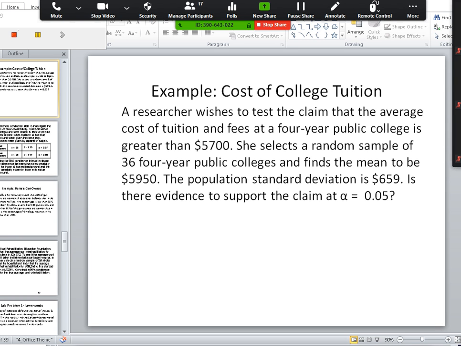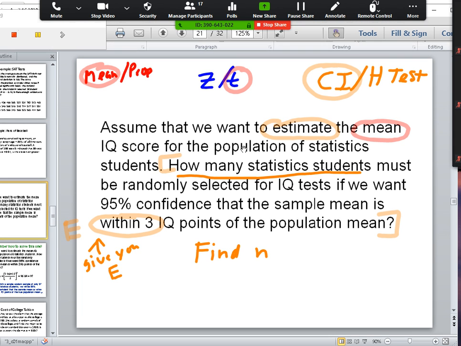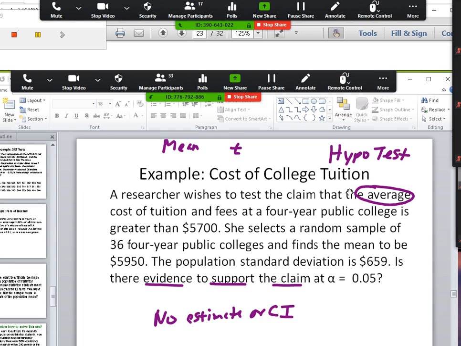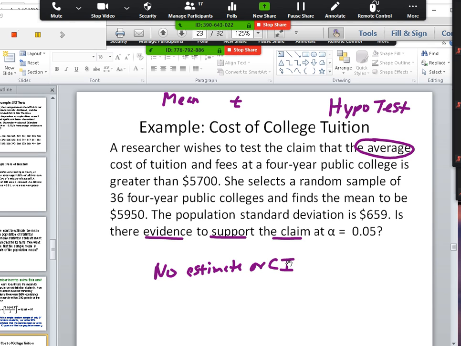Hypothesis. Right. Because if you look here, you cannot see the word confidence interval or estimate anywhere. Let me go ahead and scroll. There we go. There's no estimate or confidence interval anywhere. And also, there's this word about evidence and support and claim, right? So those are kind of all in there.